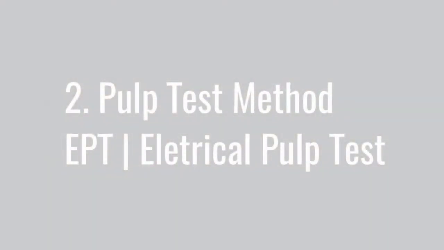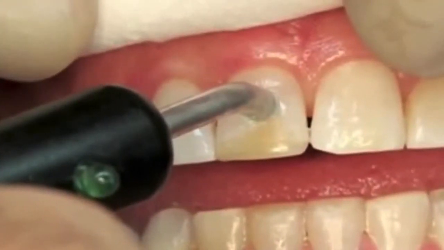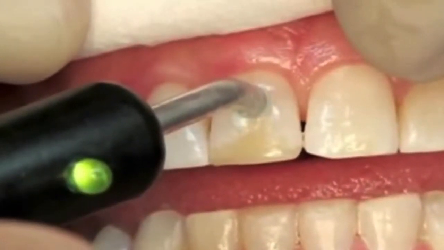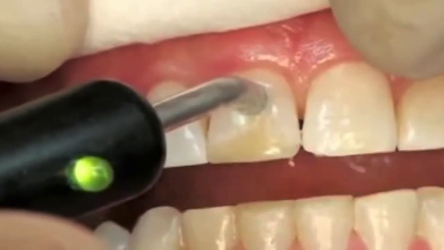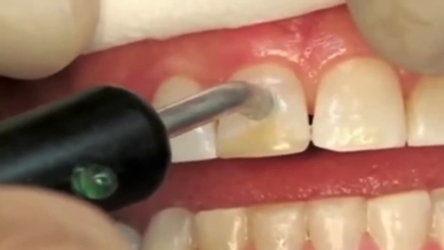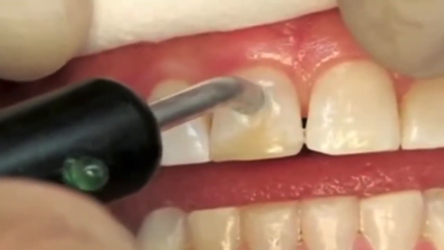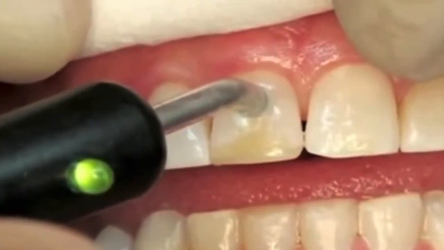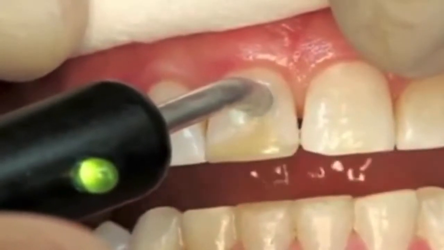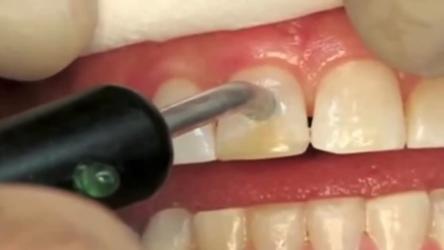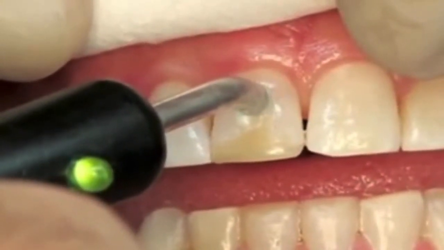The second most commonly used test is the EPT, which is the electrical pulp test. Though it's a convenient one, it's the least reliable one. It indicates if there are vital sensory fibers present in the pulp, but it does not provide any information about the vascular supply of the pulp, which is actually a true measure of the vitality of the pulp. This holds true even for the cold test, but the cold test would actually give you a spectrum of information, whereas the EPT would give you information if the tooth is alive or dead.